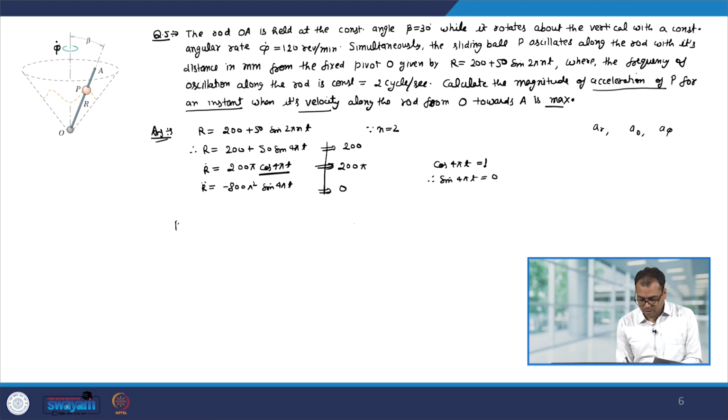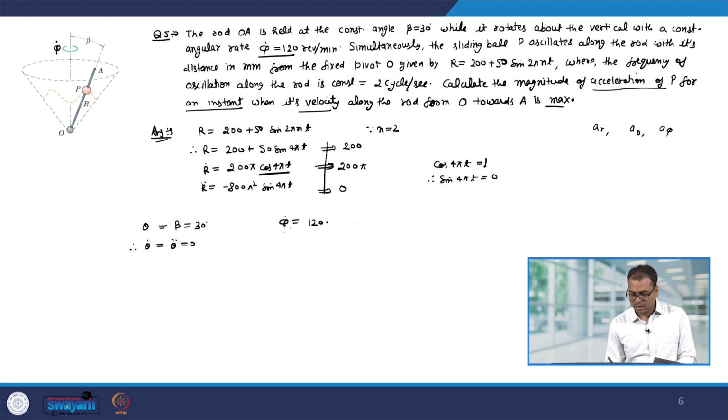Now, in the question we have been given beta equal to 30 degree. Beta is the angle that it makes from the z axis, and this angle in our formalism we have taken as theta. Therefore, theta dot and theta double dot will be 0 because theta is constant. We have also been given phi dot equal to 120 revolution per minute. Let us convert it into radian per second: 120 times 2 pi divided by 60, which is 4 pi radian per second. Again it is constant, therefore, phi double dot will be 0.